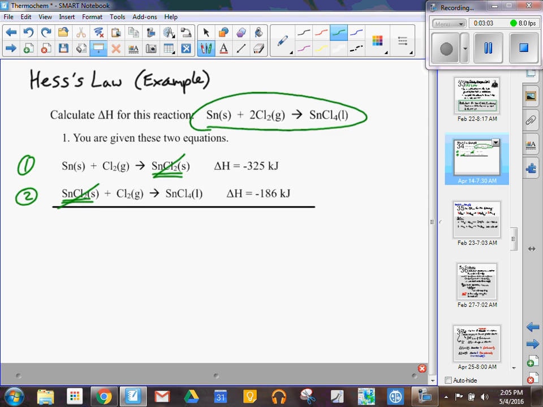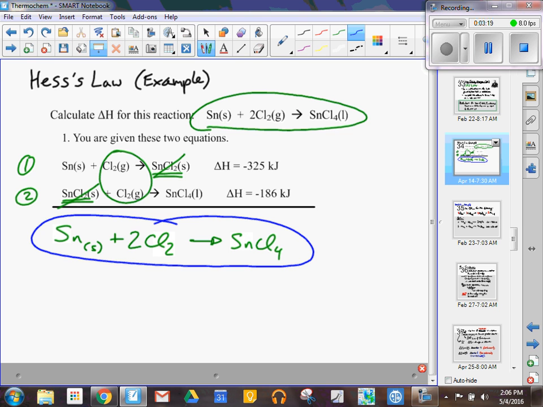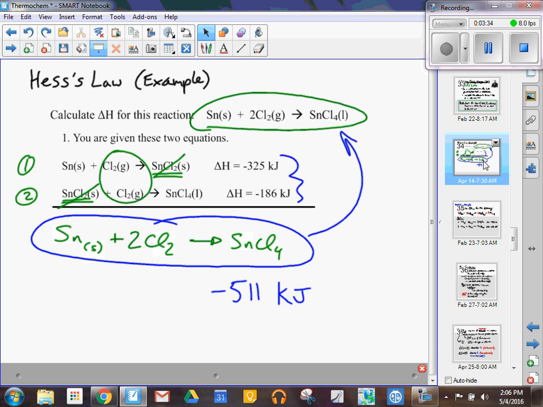So anyway, we can add this up, and we'll end up with tin solid plus 2 chlorines. We add these vertical, 2 chlorine molecules is going to yield tin 4 chloride, SnCl4. And notice this equation is exactly like the one we are hoping to end up with, what I call the master equation. And now we can just very simply add these 2 heats together, and you end up with negative 511 kilojoules produced in that 2-step reaction. So both steps are exothermic, so of course the heat is additive.